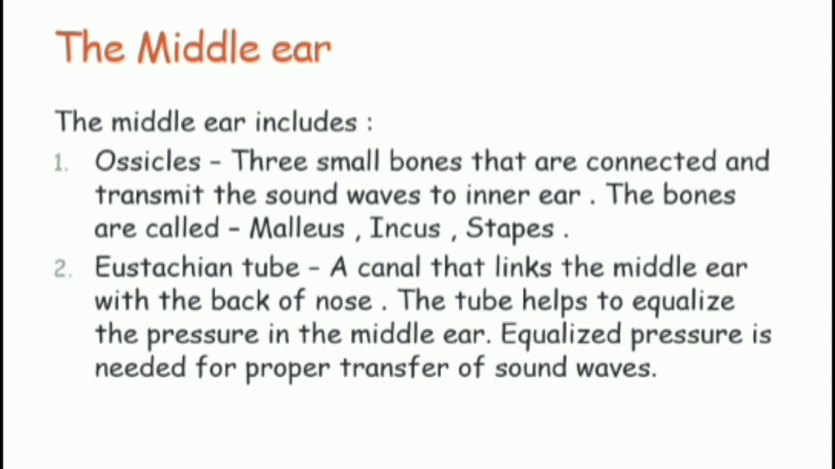Now, why is it so? Because the tube helps to equalize the pressure in the middle ear, because equalized pressure is needed for proper transfer of sound waves. Pressure should be equal in our atmosphere and inside our ear too, so that the sound waves can transmit properly and we can hear sounds properly.